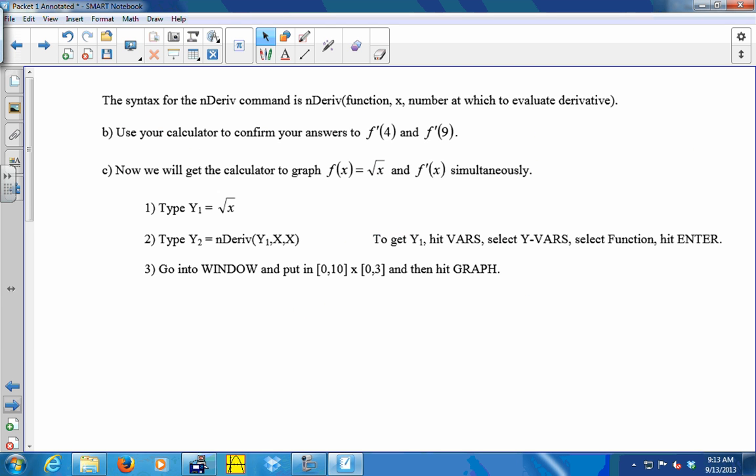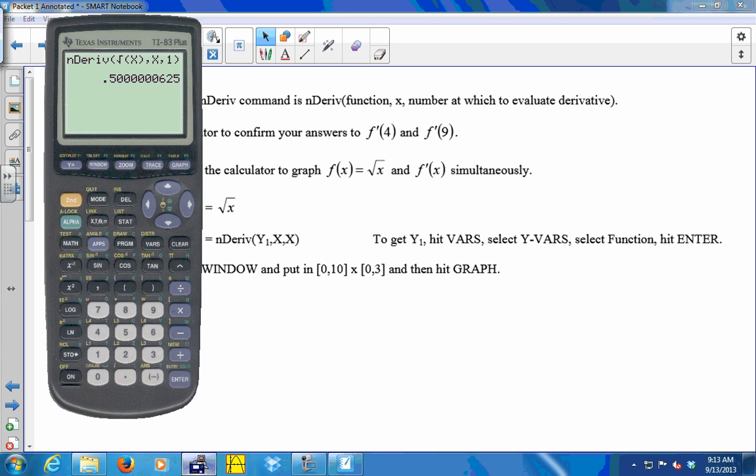Okay, so use your calculator to confirm the answers to f prime of 4 and f prime of 9. So just take a minute, type in, you're just going to change this last number to a 4 and to a 9. Make sure you get the same thing.